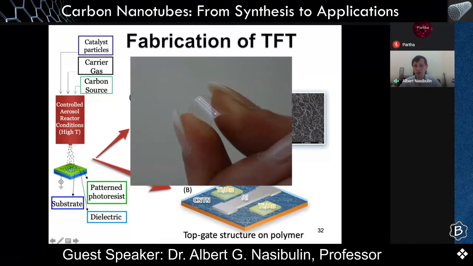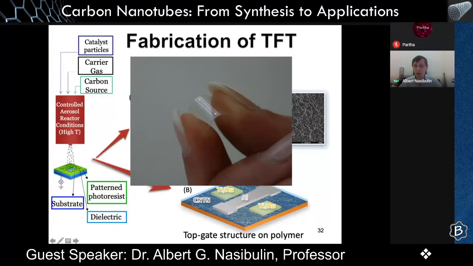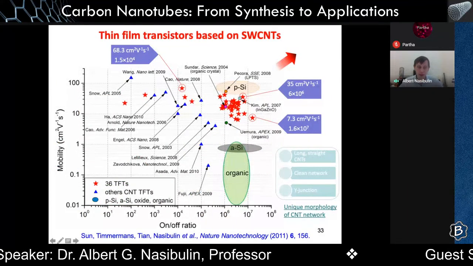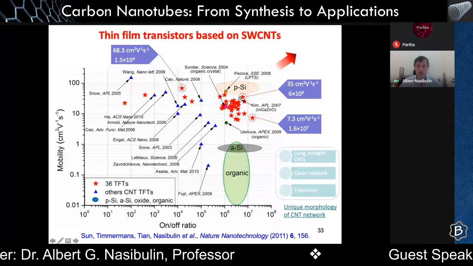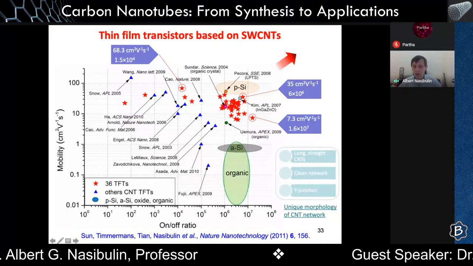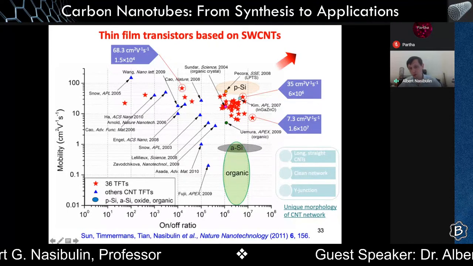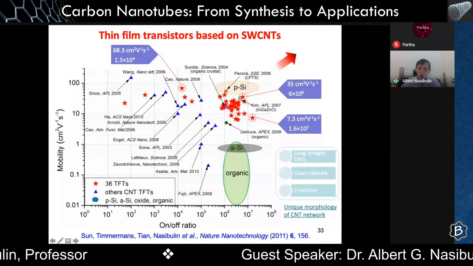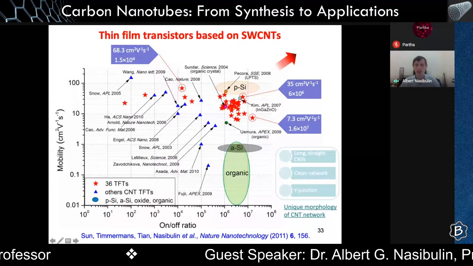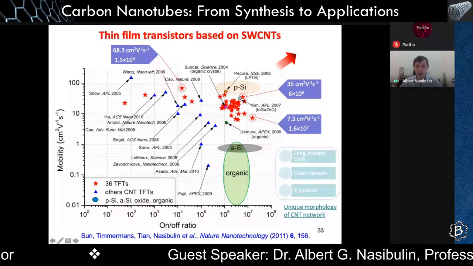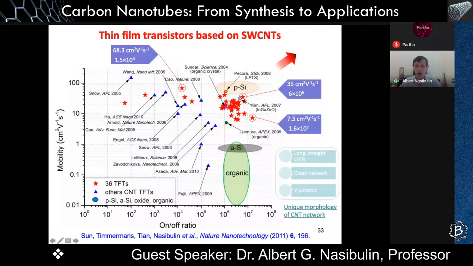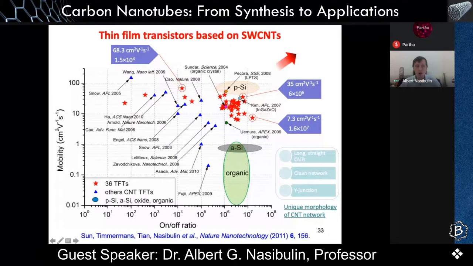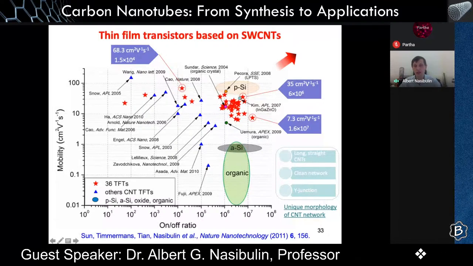So here is an example of an array of 49 transistors made on a PET substrate. And of course, whenever we discuss transistors, we need to remember what kind of mobility of charge carriers we get and the on-off ratio. For example, you could see here the performance of organic transistors, amorphous silicon, and also polycrystalline silicon. Of course, our goal is to be somewhere here, or at least better than polycrystalline silicon. In our first result, in 2011, we were able to get quite good devices, which show an on-off ratio of 10 to the 6, 10 to the 7. However, the mobility of charges wasn't so good.